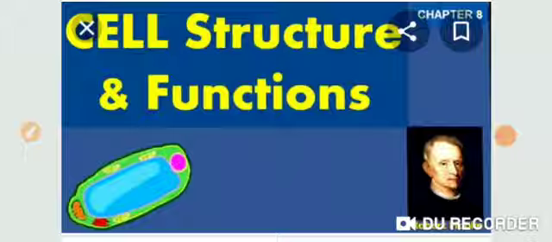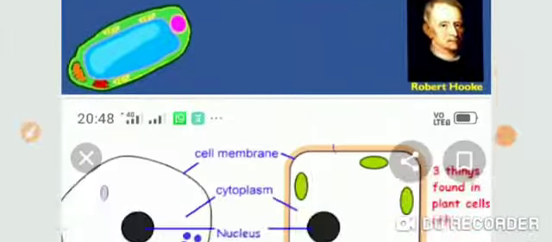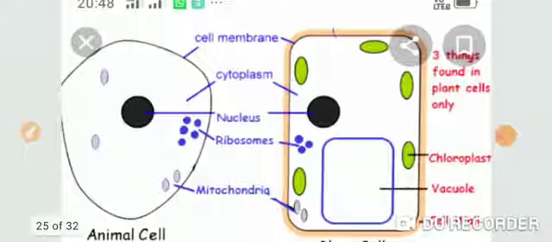The structure has already been studied by us. The basic structure of both plant cell and animal cell is the same, but there is a little difference in organelles. Some organelles are present in plant cell but absent in animal cell, and some are present in animal cell but absent in plant cell. So let's start. The first slide of today's class is the differences between plant cells and animal cells.